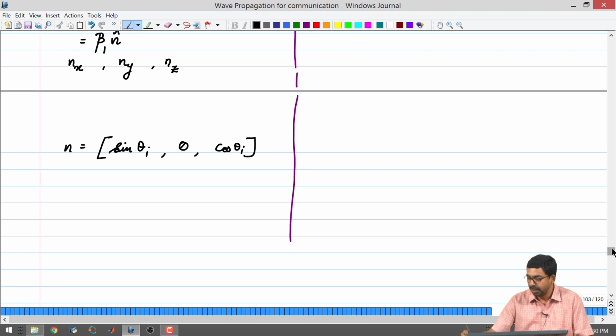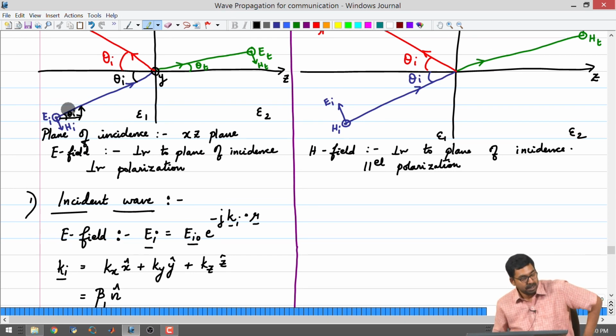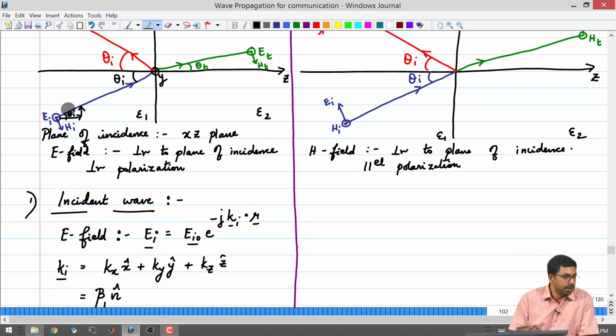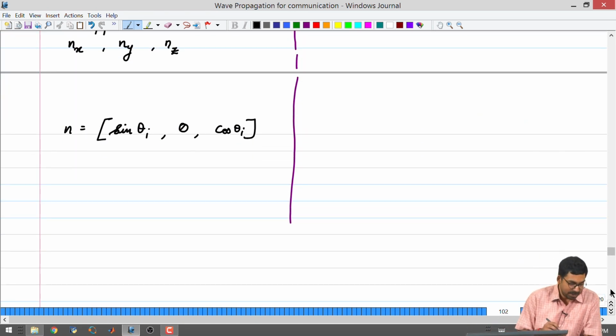The other way you can also think of is, you can always write sine theta I is equal to nx divided by n, and n is equal to 1. So, sine theta I is equal to nx, or you can always write cos theta I is equal to nz divided by n, or cos theta I is equal to nz. So, the components you can find out by using elementary trigonometry. Once you have found that, then it is very simple. We can always write down what k i is going to be like, right.